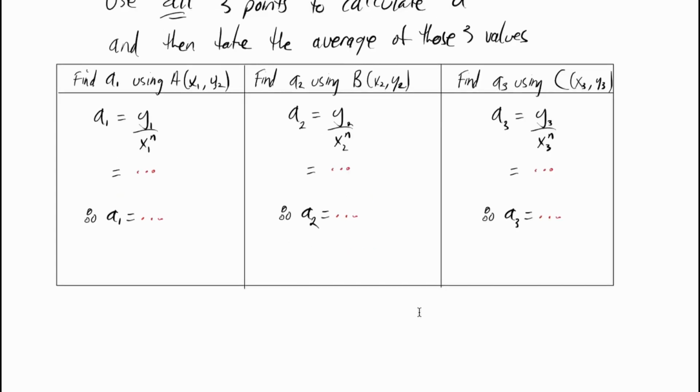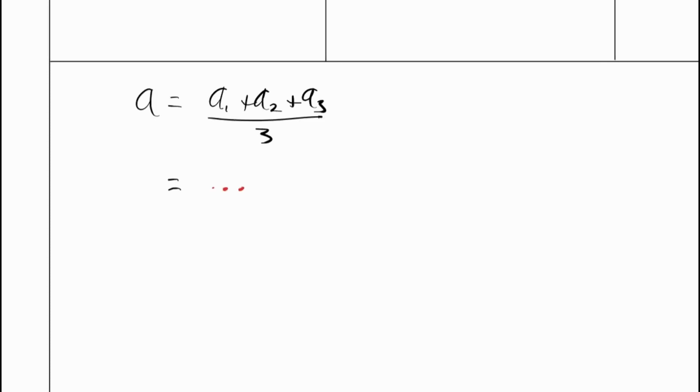The last remaining step would be to find our overall A value by taking the average of all 3. And that would look something like this. A is equal to A1 plus A2 plus A3, all divided by 3, whatever that equals. And then finally, you would write your final equation as therefore y equals, and I'll do this in red, A, assuming that would be some value, x to whatever value of n that we got.